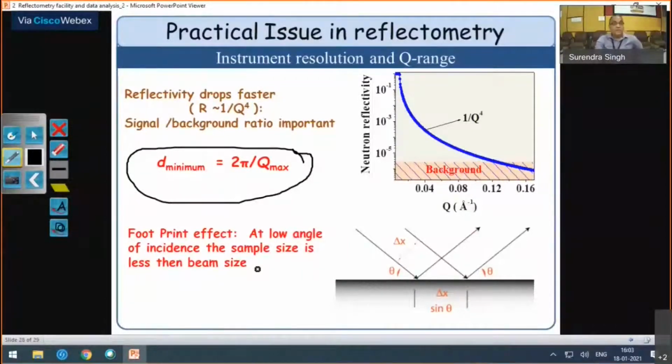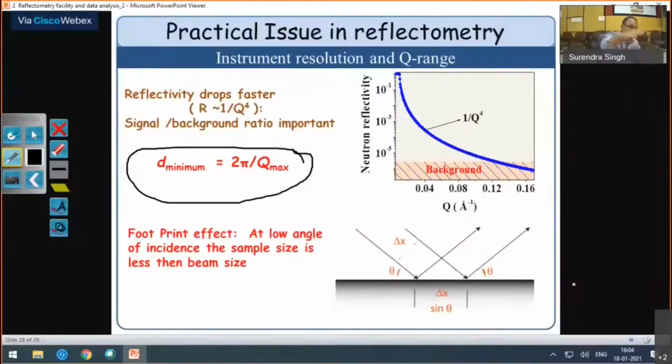Another thing is the footprint effect. The footprint effect means that at a low angle of incidence, we have a finite width of the neutron beam. But when the angle of incidence is low, the projection of that beam width on the sample becomes large. So it becomes delta x by sine theta. Delta x, in this figure, is the width of the neutron beam falling on the sample, at an angle of theta. So the projection of this beam on the sample is delta x by sine theta. And if you calculate for maybe 0.1 degree and maybe 0.1 mm, you will see we need a 20 centimeter long sample to cover the whole beam.